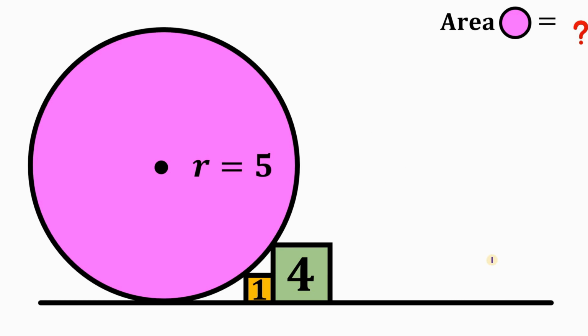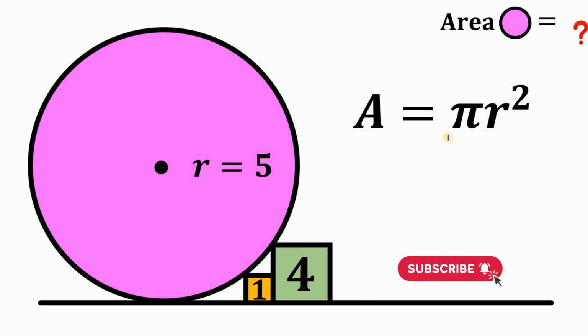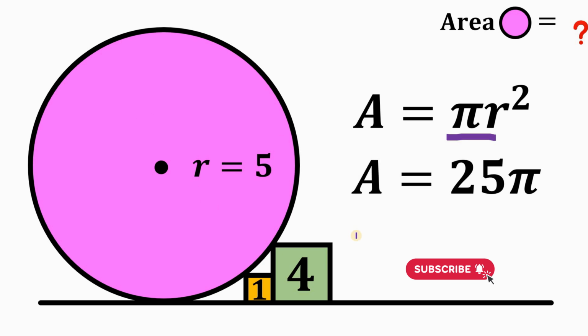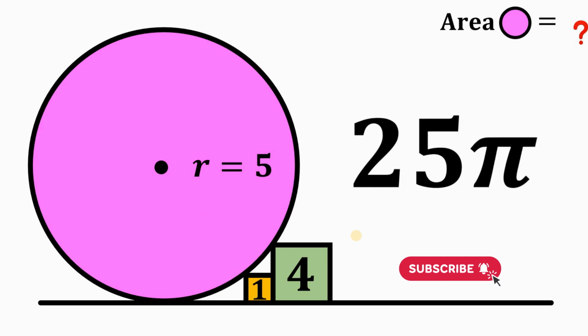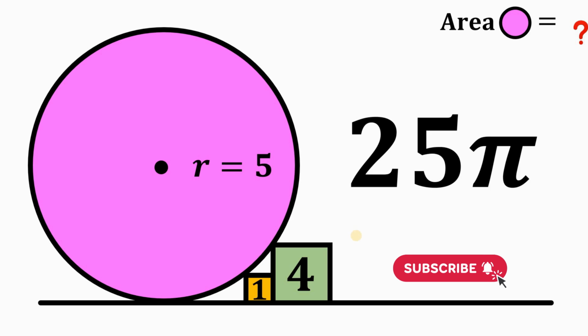And we can now find the area of the circle. This is by using the formula for the area of the circle as pi r squared. Now, r is 5, therefore the area of this pink circle is simply equal to 25 pi square units. And that is our answer to this question.